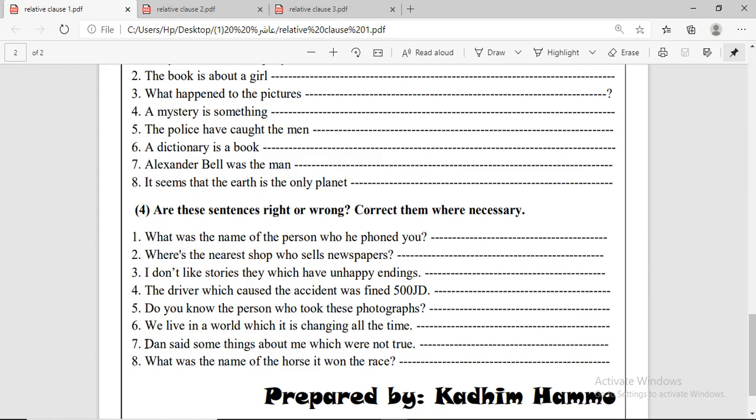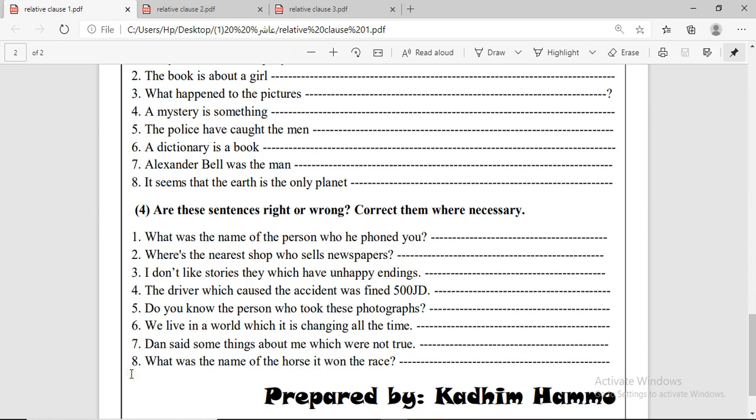Okay, number 7. Dan said some things about me which were not true. Is there a mistake here? No, because we used which for things, and the sentence is right.